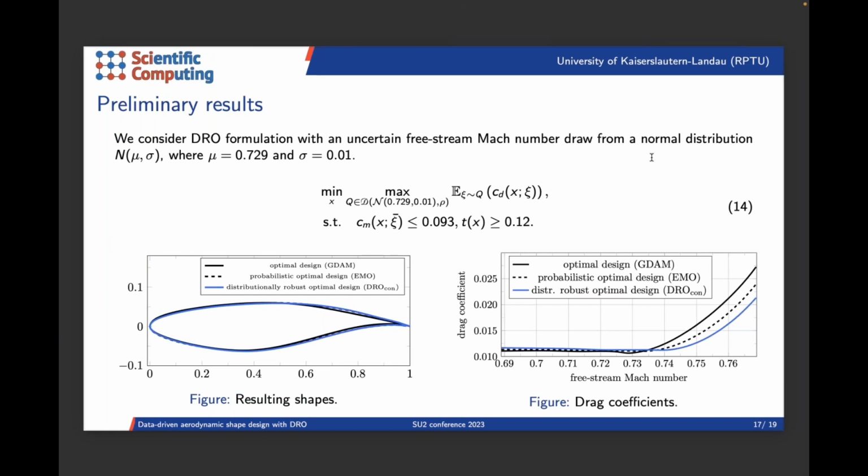Now let's also consider the DRO formulation, considering uncertain Mach numbers. On the left, we see the three designs obtained from deterministic design, empirical mean design, and distributionally robust design. On the right, we plot the drag performance over the Mach number. We see, of course, that the empirical mean design is more robust than the deterministic design, and the DRO design is the most robust one. Also, the drop in mean performance of the DRO design is relatively small compared to the empirical mean design.